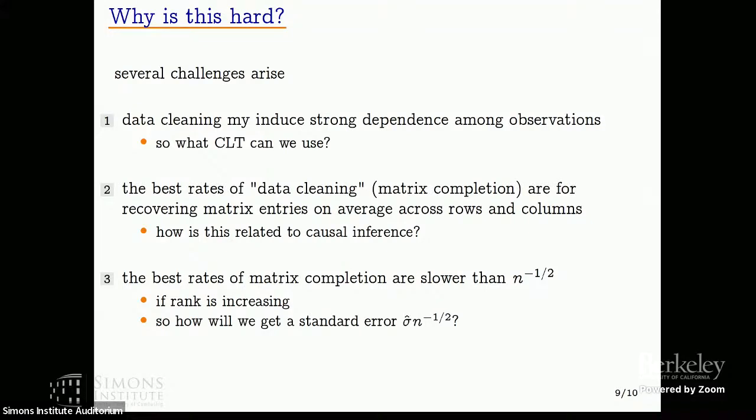The third challenge happens to be about how fast are these rates we get from the matrix completion literature. And the best ones are going to be actually a little bit slower than n to the minus a half if rank is increasing. So how could we possibly get a standard error that is of order n to the minus a half? These are, I think, three difficult technical challenges that we are going to try to address.